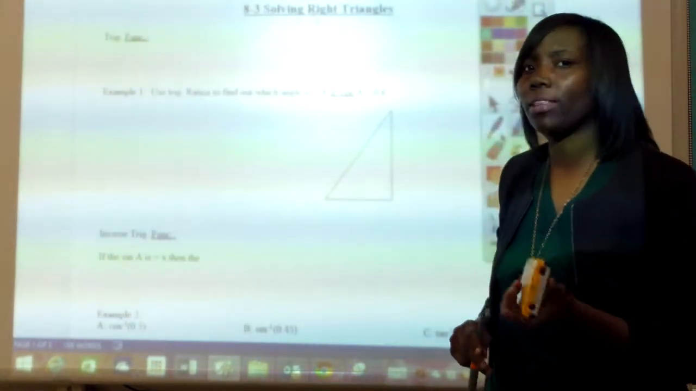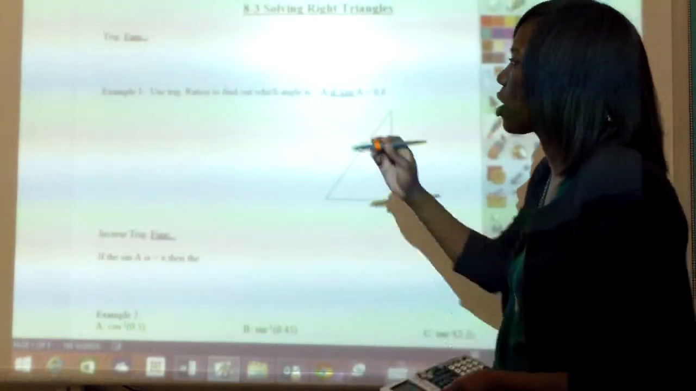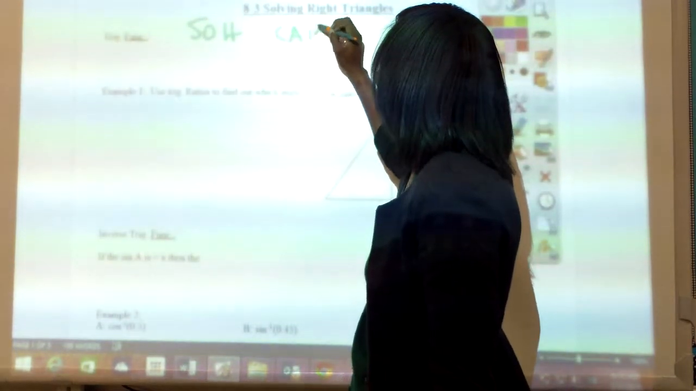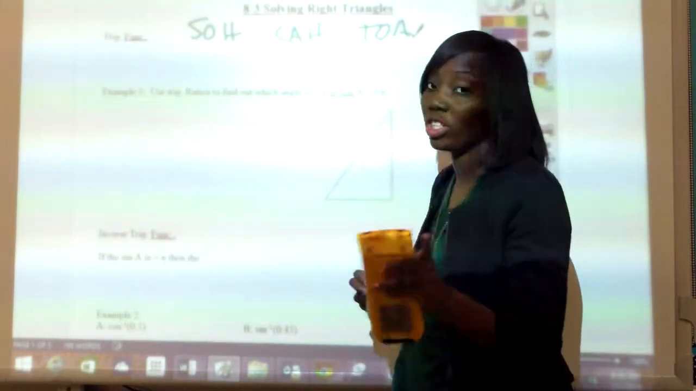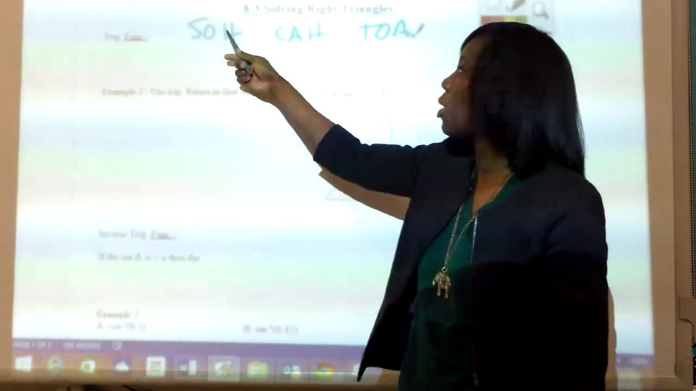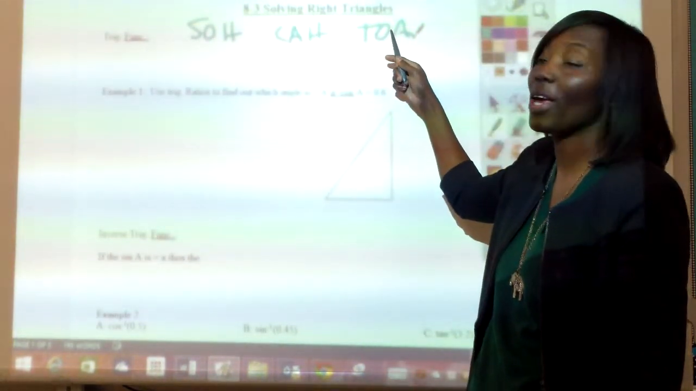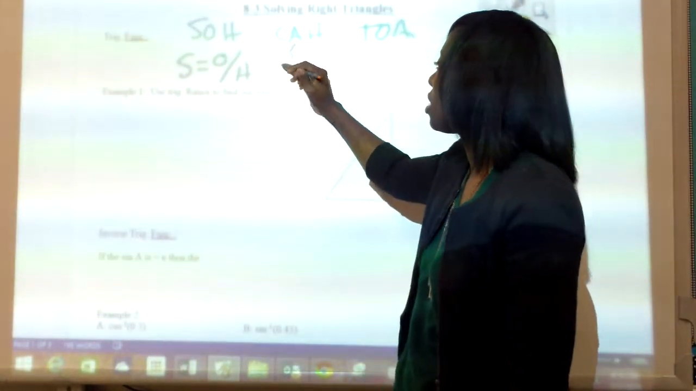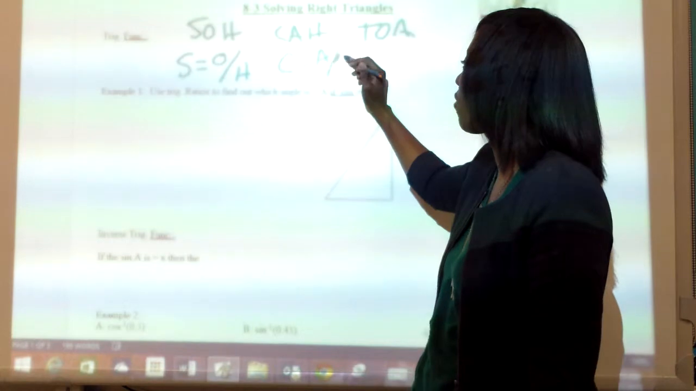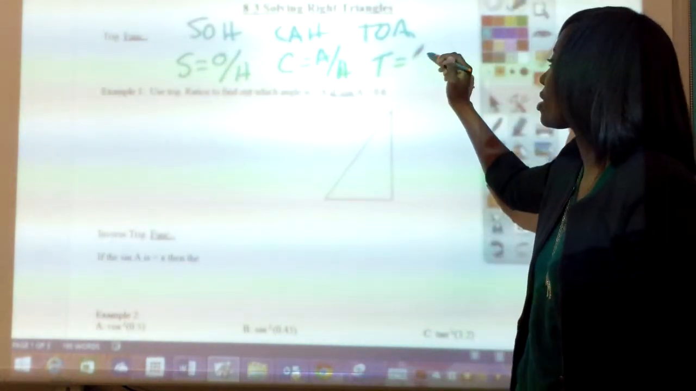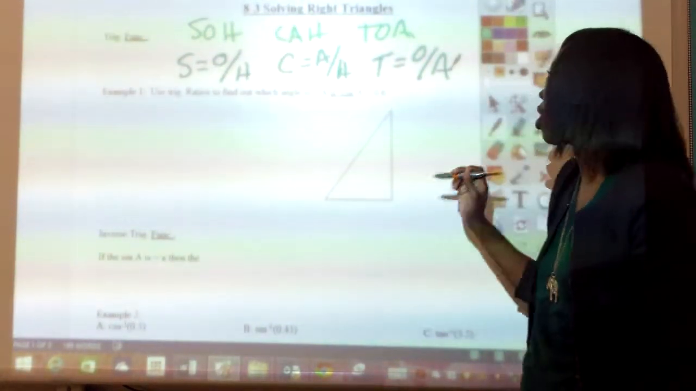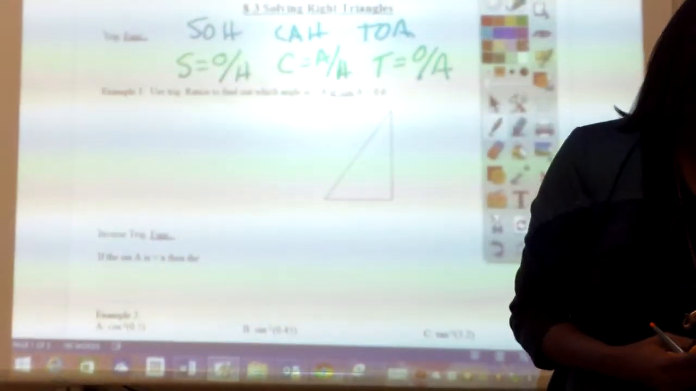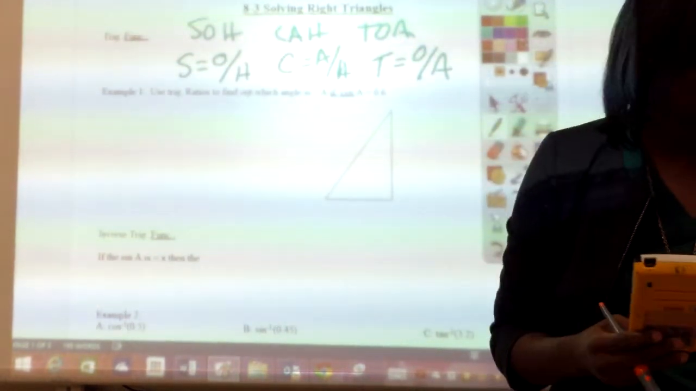Alright, this morning we're doing 8-3, solving right triangles. Just a quick recap. Remember, SOH CAH TOA, if you watch the YouTube videos, or some old hippie caught a hippie tripping on acorns. And that means sine is opposite over hypotenuse, cosine is adjacent over hypotenuse, and tangent is opposite over adjacent. Those are our trig ratios.